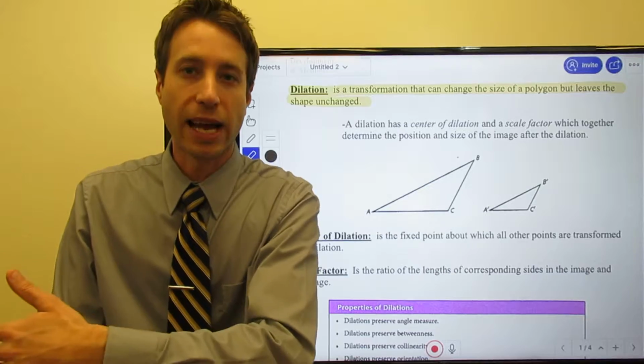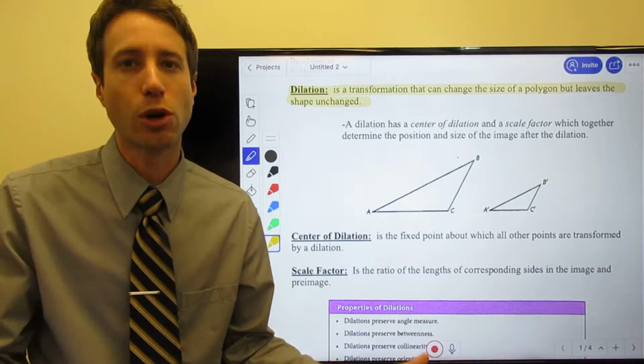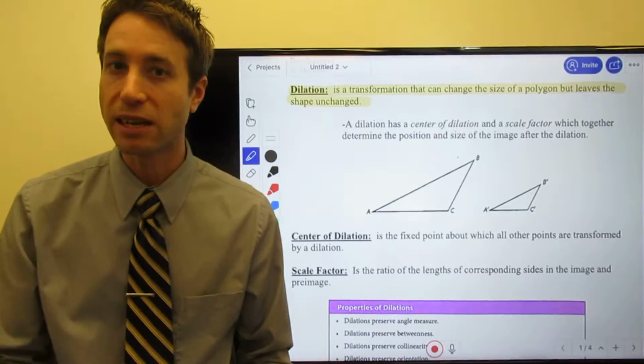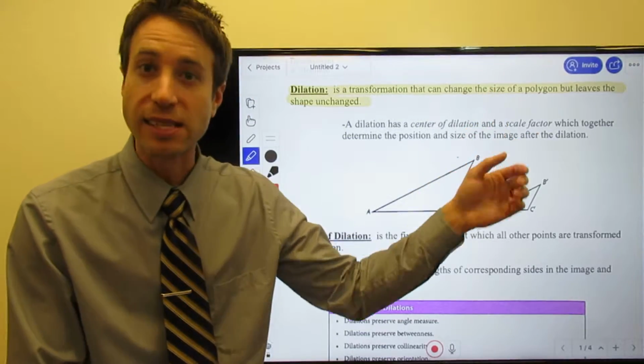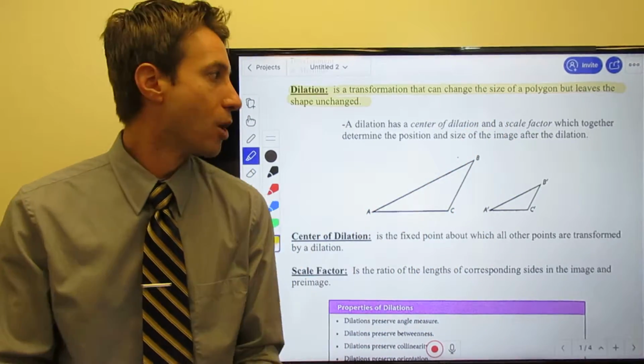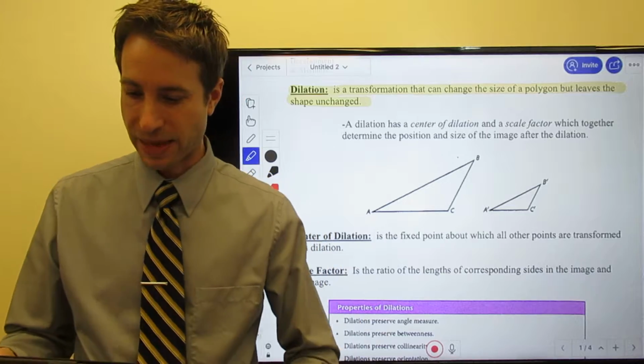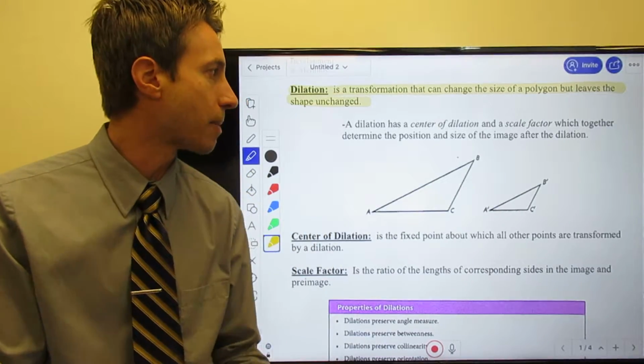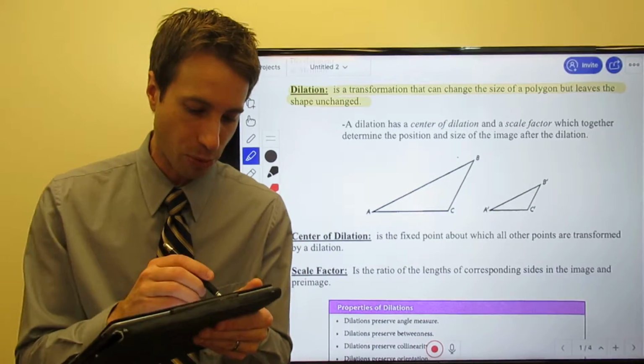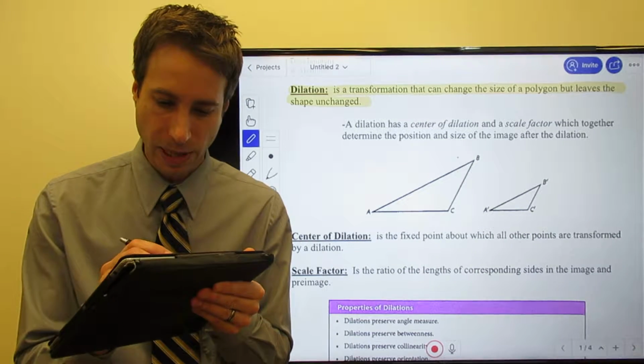If you have a rectangle and you do a dilation, you're still going to have a rectangle. The only difference is we'll be changing the size of the figure, either making it bigger or making it smaller. Now, a couple of things we're going to talk about here when it comes to dilations that'll be really important. And rather than highlight it, I'll just simply underline them.